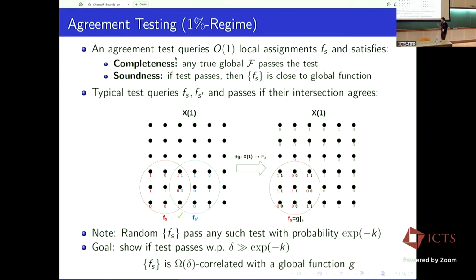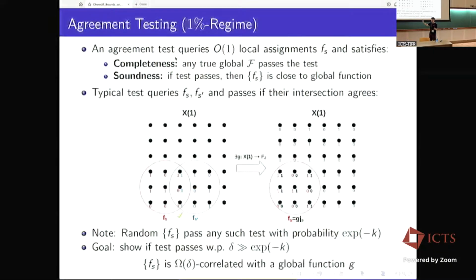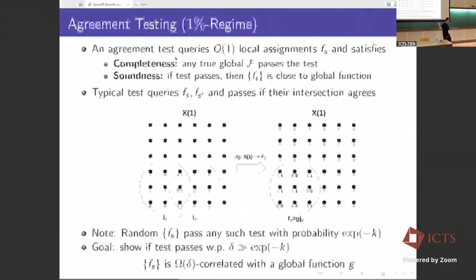So what you want to prove is that if the test passes with probability much more than a random function, I should actually be able to infer some global structure. I want to be able to find some function g such that F is Omega(delta) correlated with g.